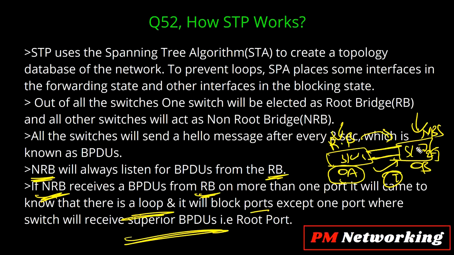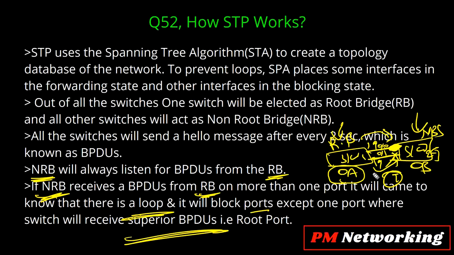So what is the meaning of superior BPDU? Superior BPDU means with the best cost. The cost of this interface is 90 and this interface is 90. By default the cost is 90, so the cost is a tie. Then switch number 2 will check the sender port ID, or you can say the designated port ID. Suppose the port ID of this interface is 0/0 and over here is 0/1. So here switch number 2 is receiving the superior BPDU, and it will block this link.